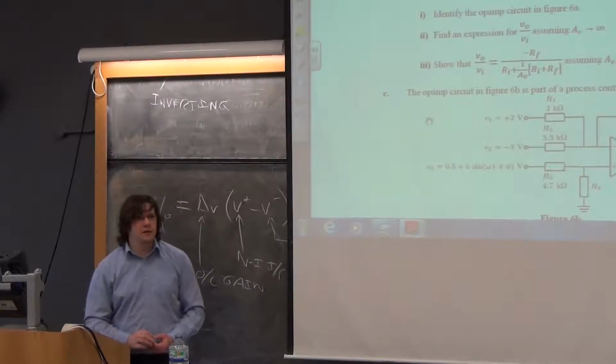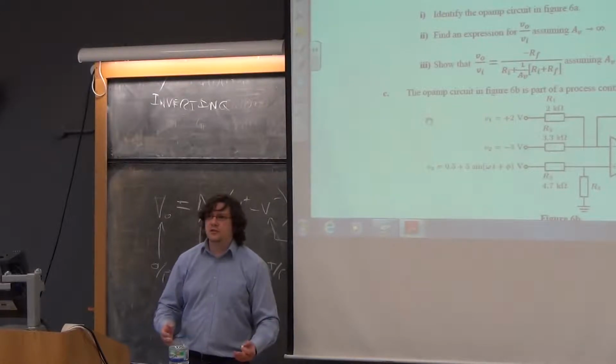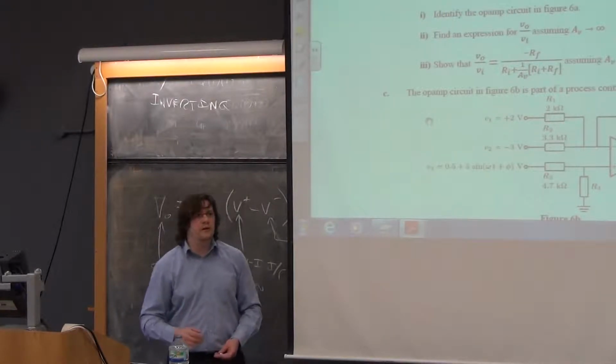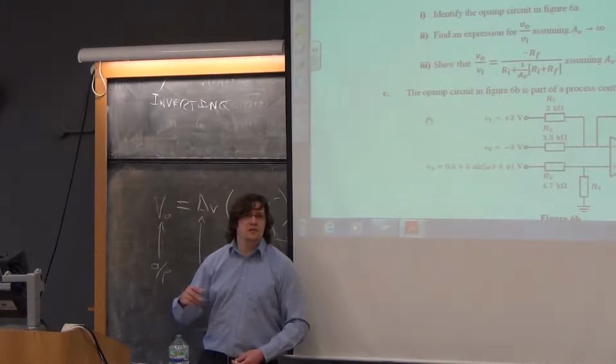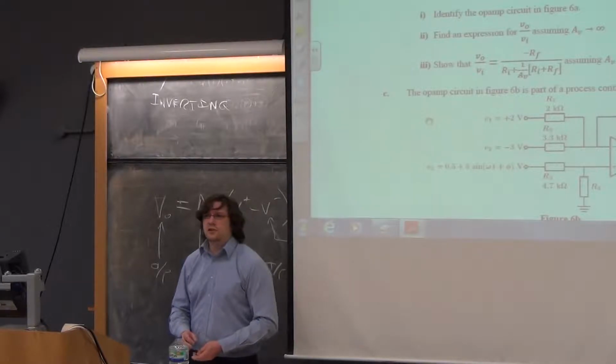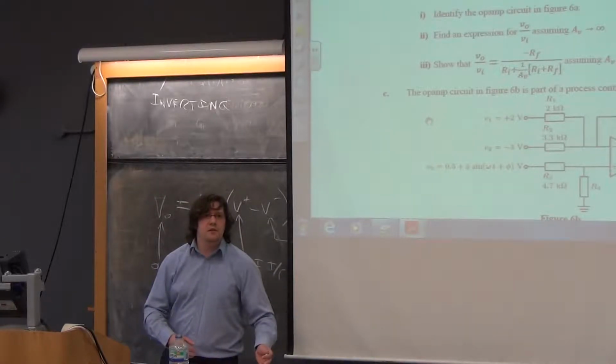So what is the difference then? I sum the currents, I replace them with the voltages, I've got an equation that says V out minus V minus over R in over RF plus V in minus V minus over R in equals 0. If I was going for AV is infinite, what would happen next?